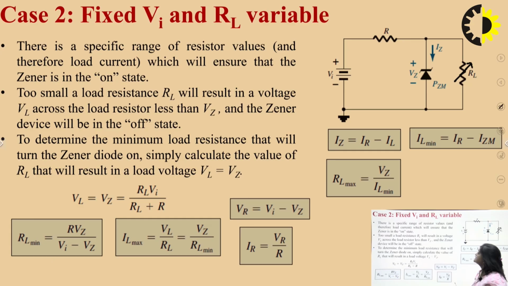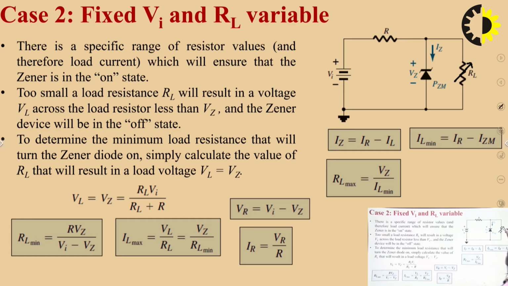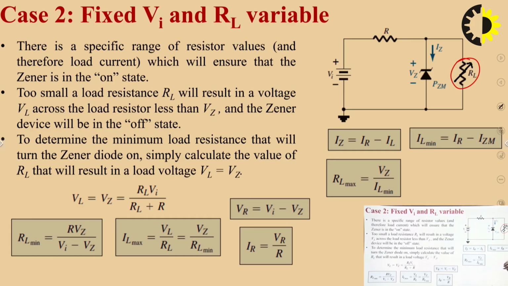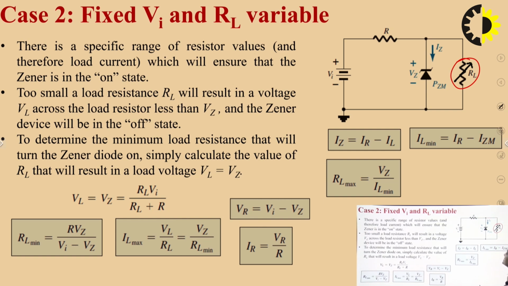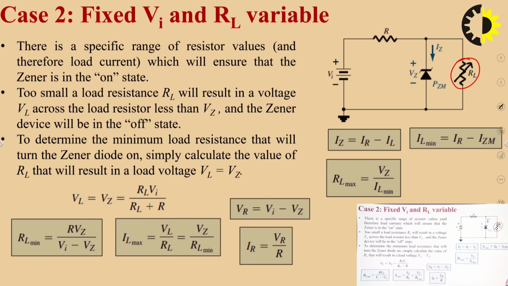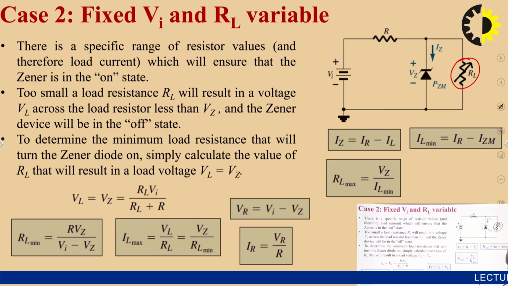So in this case we have this load resistance that is varying, and due to this variable load resistance, the output across the RL is continuously changing, and our target is to design a voltage regulator that will provide a constant voltage across this RL load. So our target is that we have to provide the constant voltage across this RL, that is VL is equal to VZ.